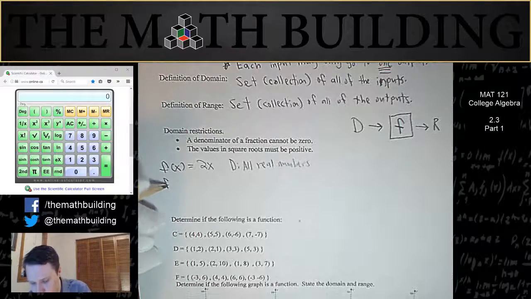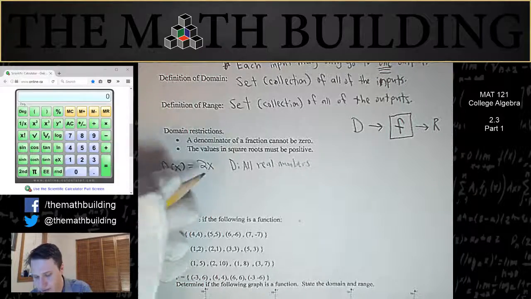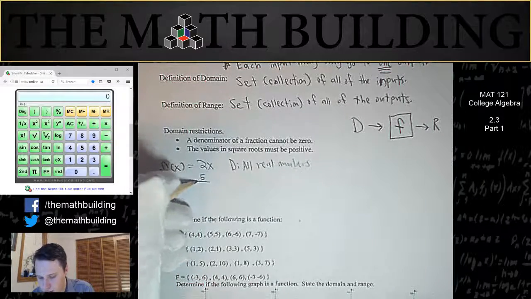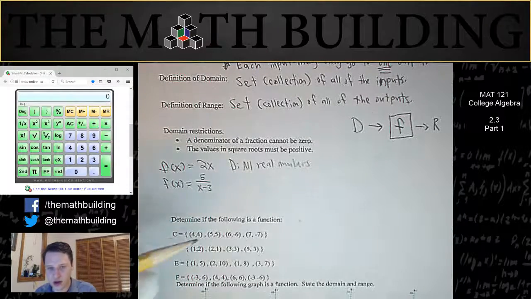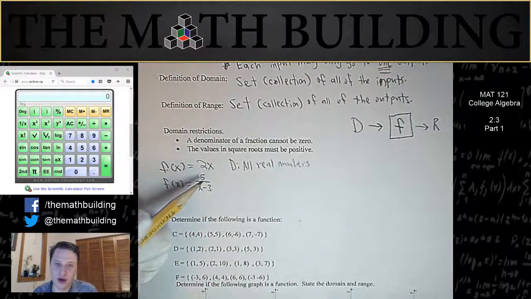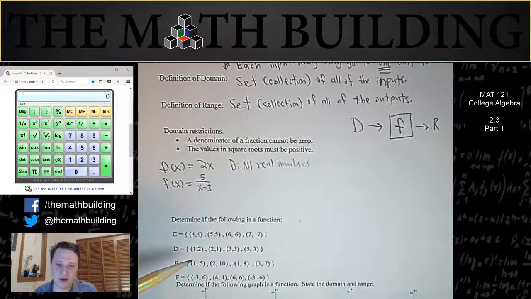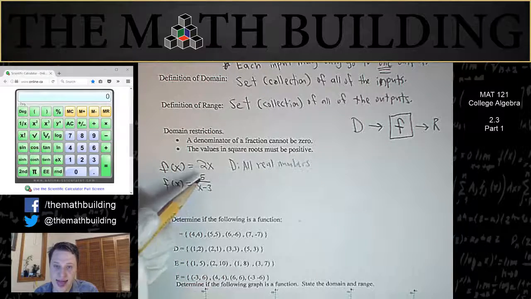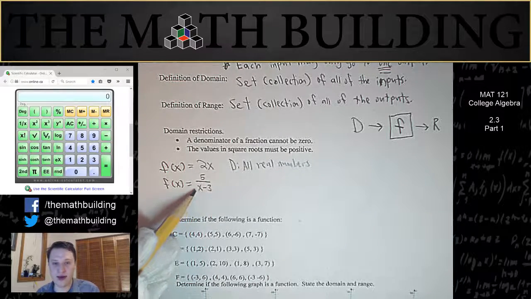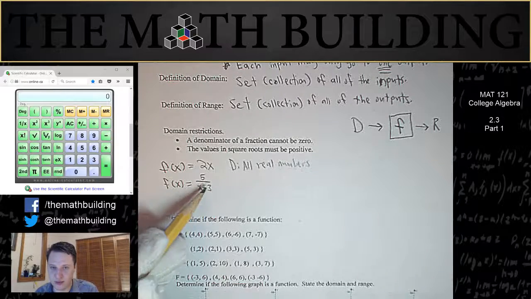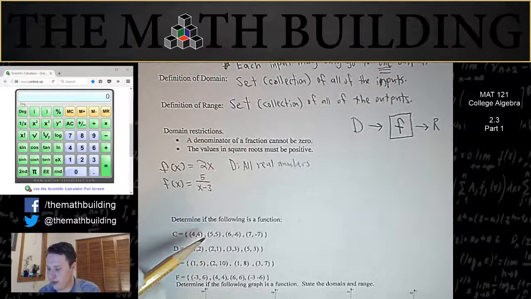Now look at this function though: 5 over x minus 3. Well, this function has a restriction. It's undefined if the denominator of our fraction is 0. So we don't want the entire denominator to be 0. In this case, it's actually okay if x itself is 0, but we don't want the entire denominator to be 0. So can you think of what point x can't be?